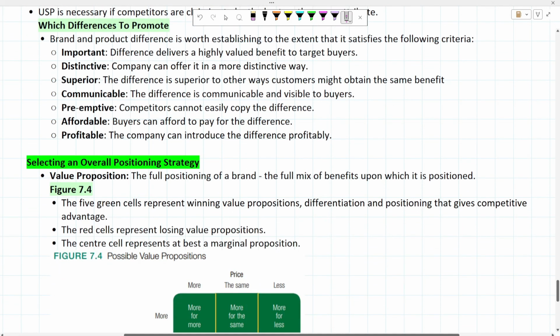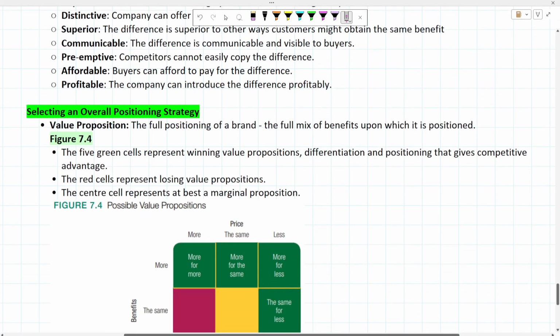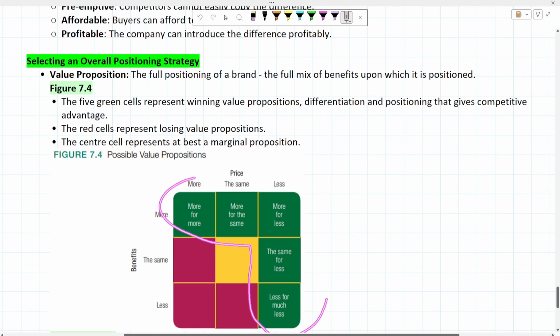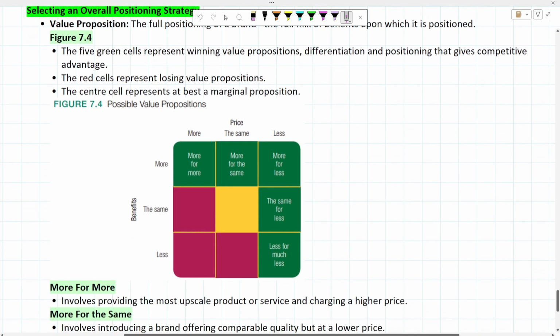So, selecting an overall positioning strategy. Value proposition is the full positioning of a brand, the full mix of benefits upon which it is positioned. In figure 7.4, the five green cells represent winning value propositions, so differentiation and positioning that gives competitive advantage. The red cells represent losing value propositions. And the center cell represents, at best, a marginal proposition. You guys can pause it and just look. I'll explain what all of these green cells mean.